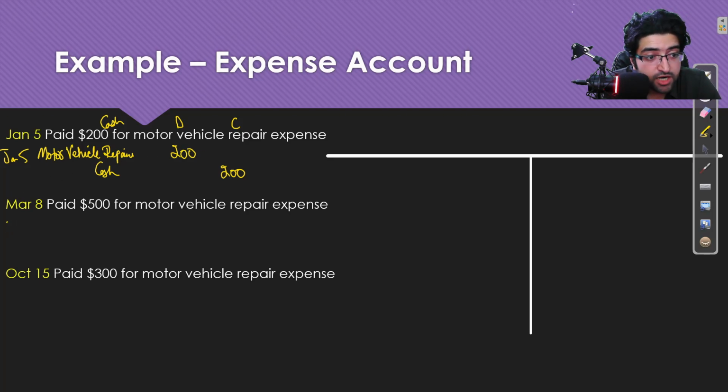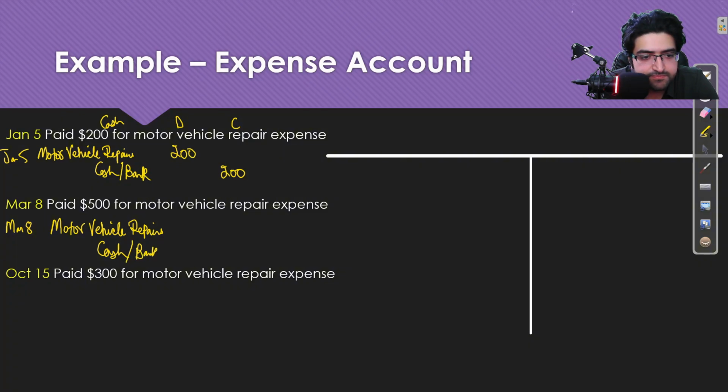Now March 8, the account to be debited comes first, which will again be motor vehicle repairs, because expenses are always debited when they are incurred, and then we are paying by cash, so cash will be credited. We can either pay by cash or bank. It's not mentioned in the transaction, so it can be cash/bank. 500 will be debited in the motor vehicle repairs and 500 will be credited from either cash or bank depending on how we are paying for that.